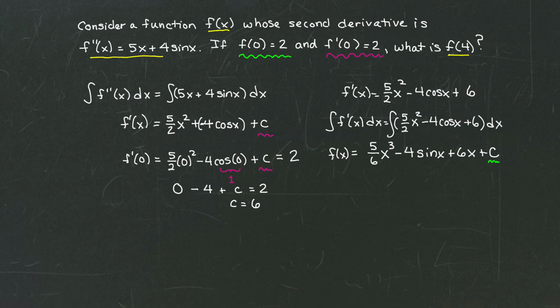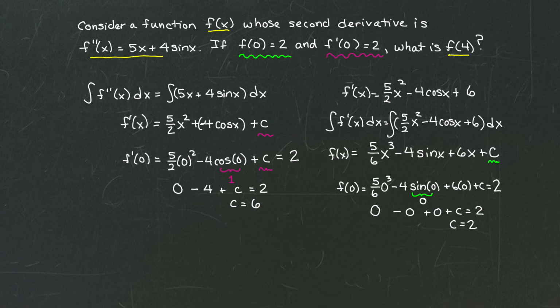I'm going to use the initial condition f of 0 equals 2. And just as before, we're going to plug 0 in for x, and that's going to give us 5/6 0 to the third power minus 4 times the sine of 0 plus 6 times 0 plus c. And what does this have to equal this time? Oh, it equals 2 again, so we have to set that equal to 2. Well, 5/6 times 0 cubed is just 0. Oh, and this time I have the sine of 0. Using our unit circle or a calculator, we know that the sine of 0 is in fact just 0. And so I have negative 4 times 0, which is just 0, plus 0 plus c equals 2, or finally c equals 2 for this antiderivative.